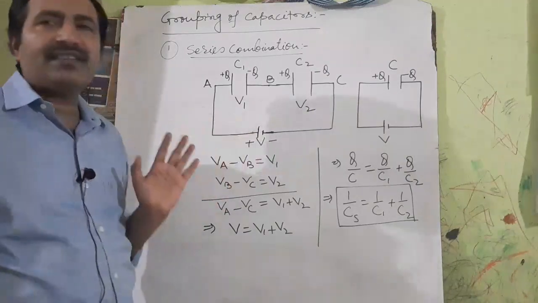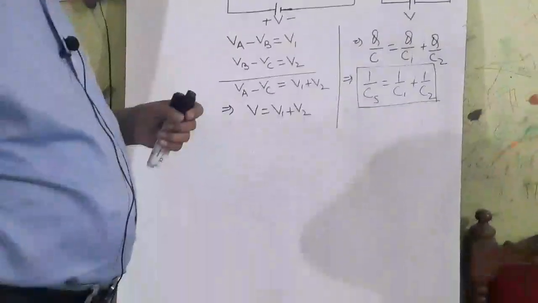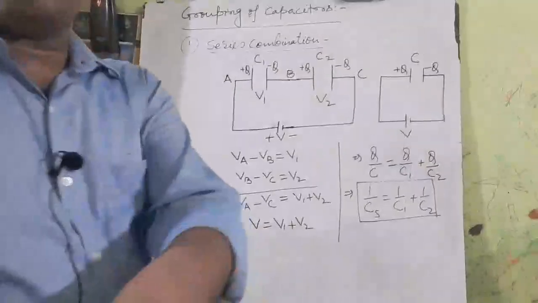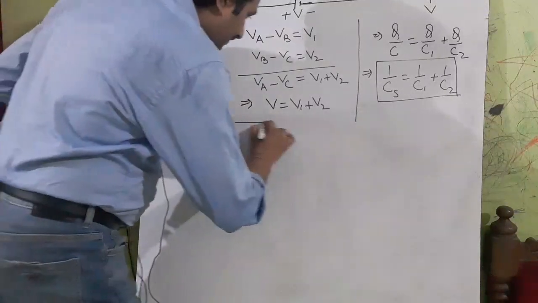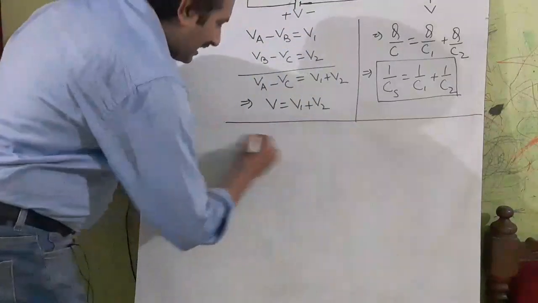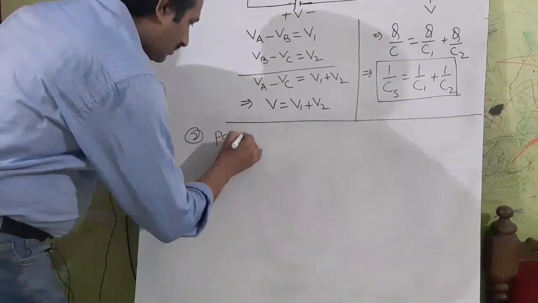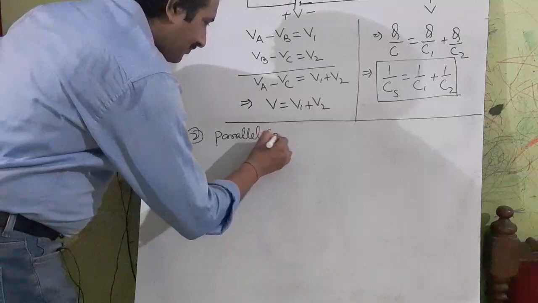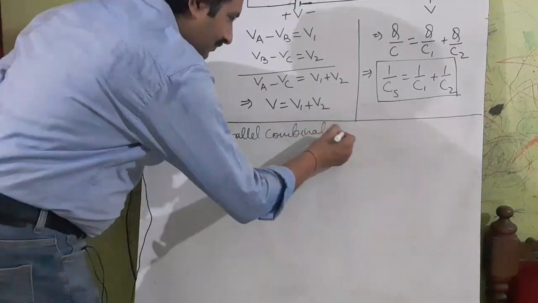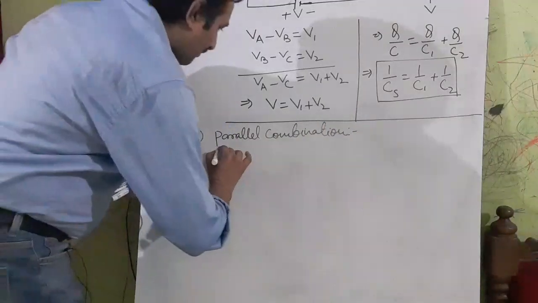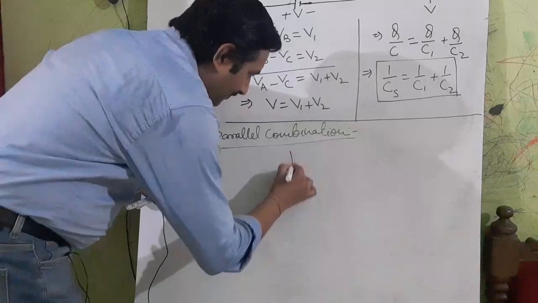Two points should be remembered here in series combination. Now you have to learn about parallel combination. So let us discuss parallel combination now. In parallel combination, suppose you have two capacitors, these two are the capacitors.